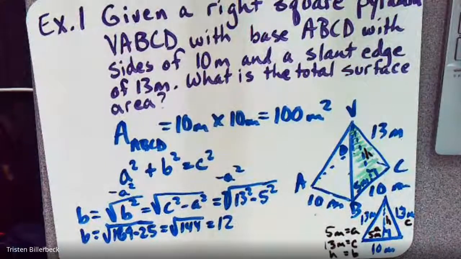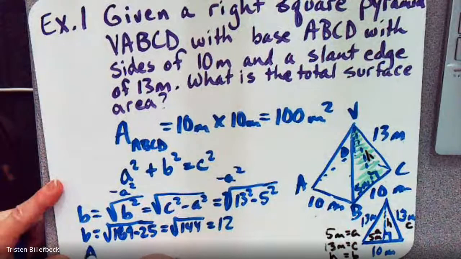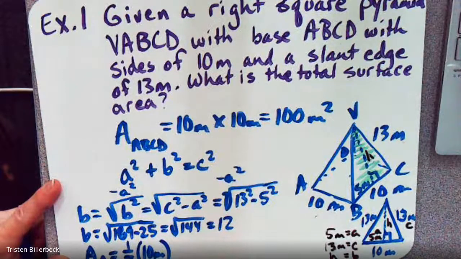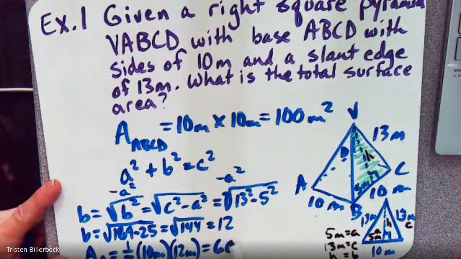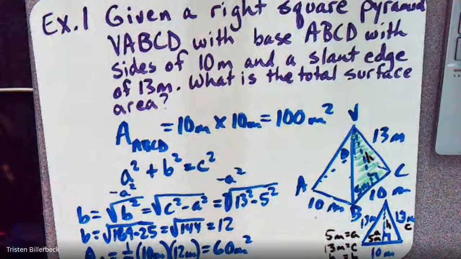Okay, so finding the area then is not going to be very hard now. I have the height for the triangle and the base is 10. So the area of one triangle is going to be 1/2 base, which is 10 meters, times the height, which is 12 meters. So I'm going to choose to take half of 12, which is 6, and 6 times 10 is 60 meters squared. So that's only one of the triangles, and there's 4.